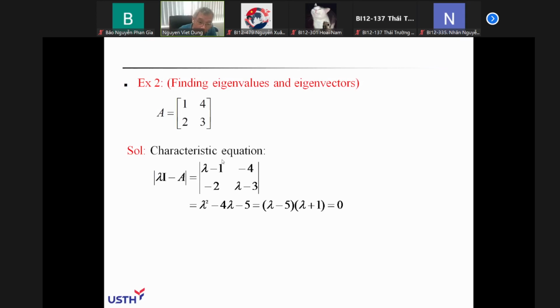We write down the characteristic equation. It is the determinant of lambda I minus A. And lambda I minus A will be lambda minus 1, minus 4, and minus 2, lambda minus 3. If you compute the determinant, you will get that equation, and obviously it has solutions lambda equal 5 and lambda equal minus 1. So we have two eigenvalues. The first eigenvalue is lambda 1 equal 5, and the second eigenvalue is lambda 2 equal minus 1.